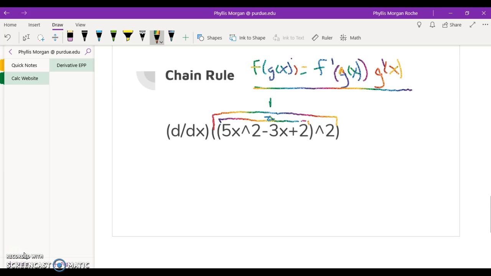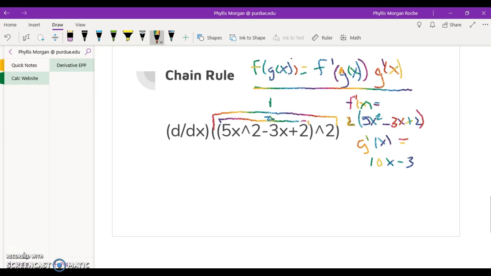So to make things a little easier on us, we're going to do like we did before and determine f prime and g prime first. So f prime of x is 2 times g of x, which is 5x squared minus 3x plus 2. And then g prime of x is equal to 10x minus 3.